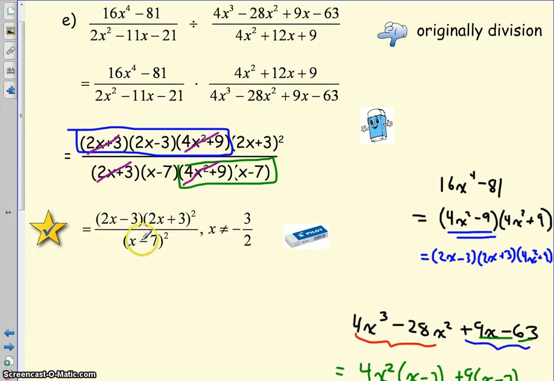So at this point now, I just simply need to look for restrictions. So again, let's start with what was canceled. So I have a 2x plus 3 that was canceled here. It's not in the denominator in the final answer, so that gives me a restriction that x cannot be equal to negative 3 over 2.